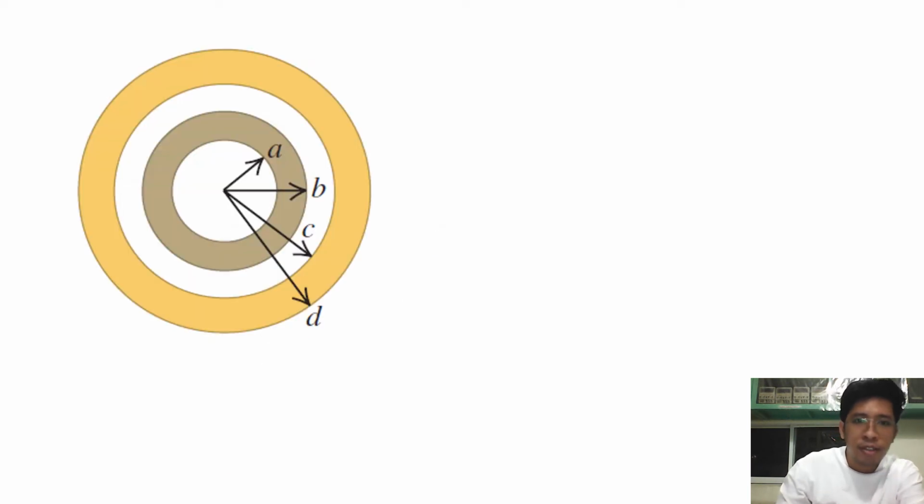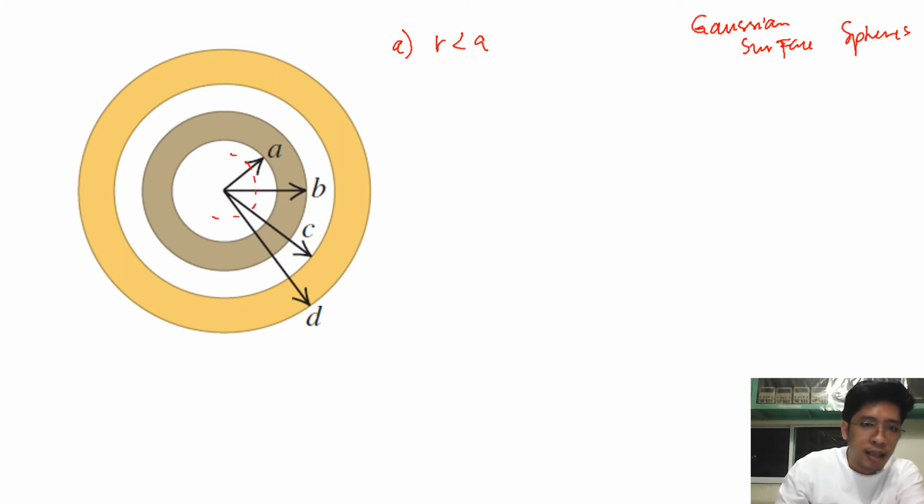For the first problem, we are asked for the electric field when r is less than a. Since these are spherical shells, our Gaussian surface is of course a sphere. So let's draw your Gaussian surface. The first one is inside, r is less than a. So your Gaussian surface is just inside here, a sphere of radius r.